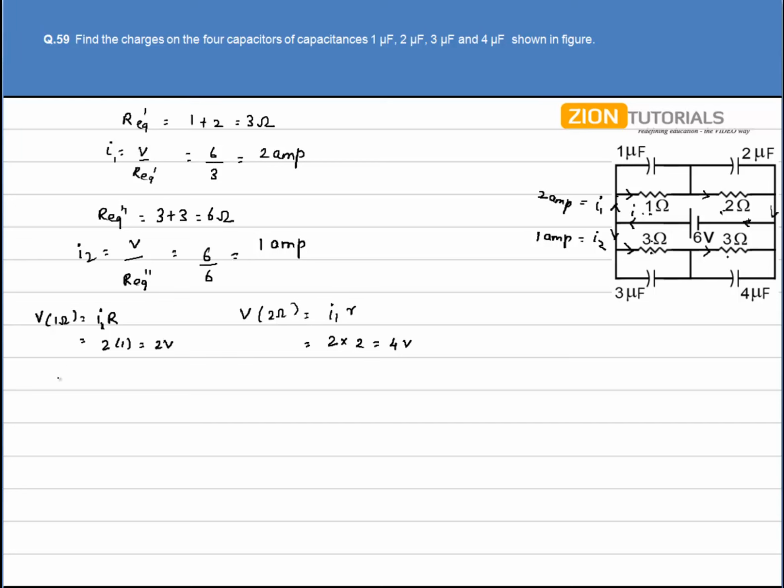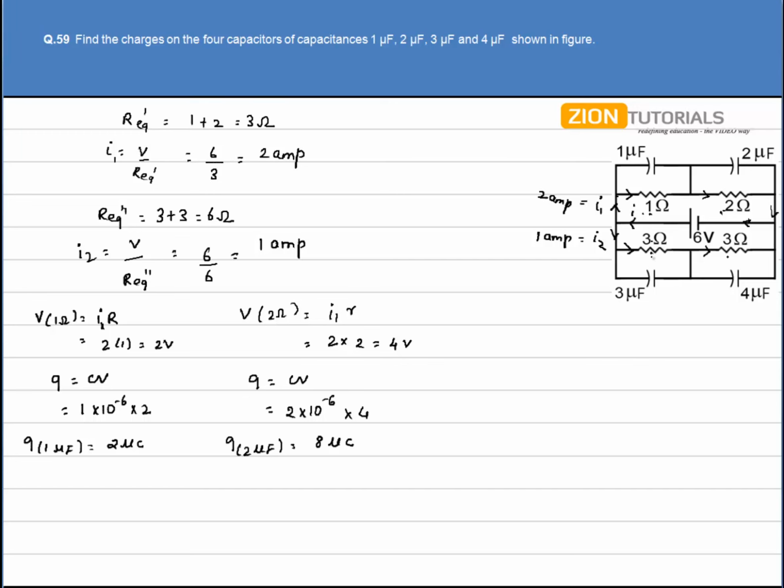So I will use the formula Q equals CV. Capacitance is 1 microfarad, potential is 2 volt. So the charge on 1 microfarad comes out to be 2 microcoulomb. Here again I use the same formula to calculate the charge on the 2 microfarad capacitor. I have capacitance 2 into 10 to the minus 6 farad. Voltage drop is 4 volt. So the charge on 2 microfarad comes out to be 8 microcoulomb.